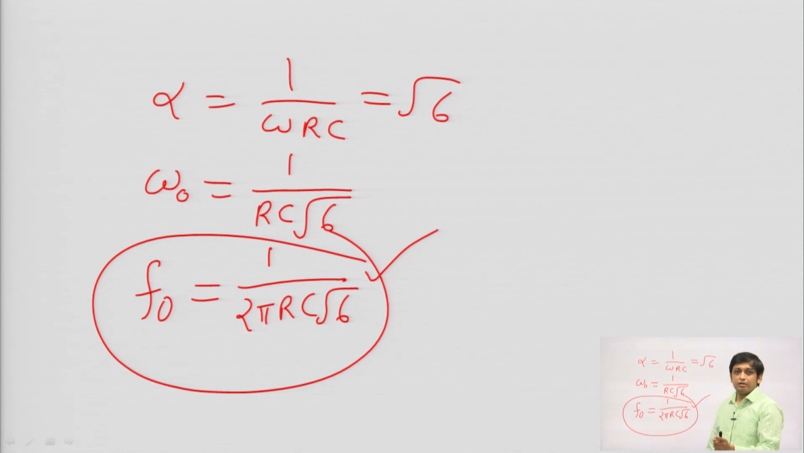In Wien bridge oscillator, what we had got? It was 1 upon 2 pi RC. In phase shift, it is 1 upon 2 pi RC under root 6. And for both Wien bridge oscillator and phase shift oscillator, we have calculated the condition to start the oscillations and the condition for sustained oscillations. Both things we have calculated, because that is very important. And once we design the oscillator as per those conditions, we get a signal of a particular frequency.